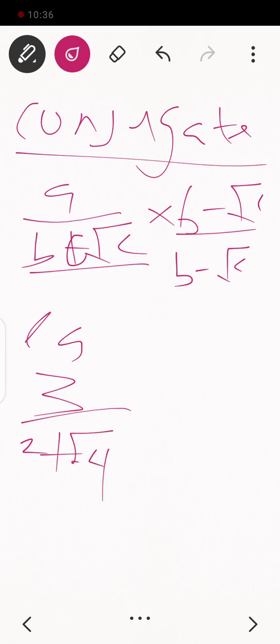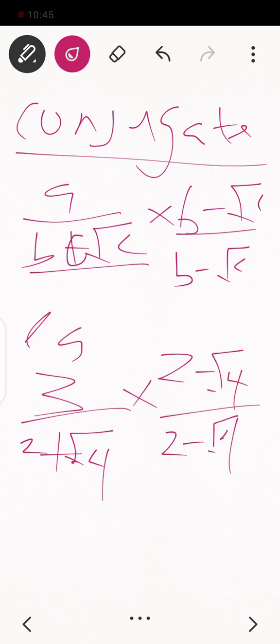So what we have here, we have multiplied by b minus root c divided by b minus root c. What did I do? I picked the same value, I changed the sign at the middle to minus. The sign in front of the root must change whenever you are conjugating. So take note of that. That is just it. For example, if they ask me to conjugate 3 over 2 plus root 4, what will I do? Very simple. I will multiply by 2 minus root 4 over 2 minus root 4. You can see that it's very simple.